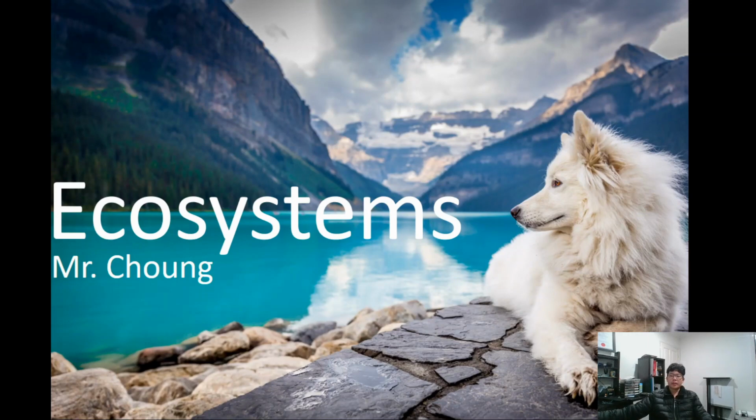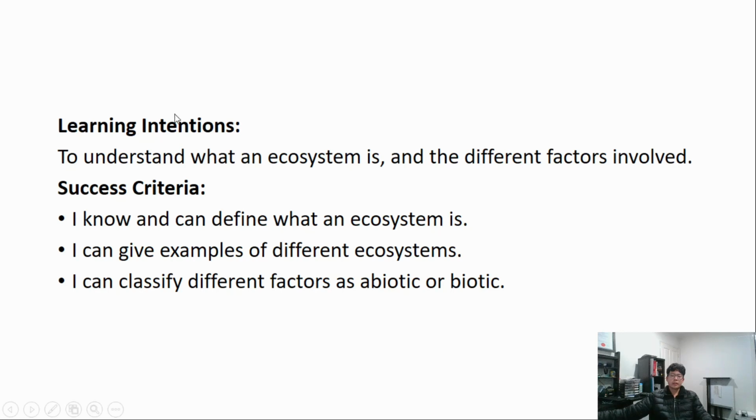In this video, we'll be learning about ecosystems, and the learning intentions for this lesson are to understand what an ecosystem is and the different factors involved. By the end of this lesson, you should know and be able to define what an ecosystem is, be able to give examples of different ecosystems, and finally be able to classify different factors as abiotic or biotic. Let's pause the video here and take a couple of minutes to write these down.